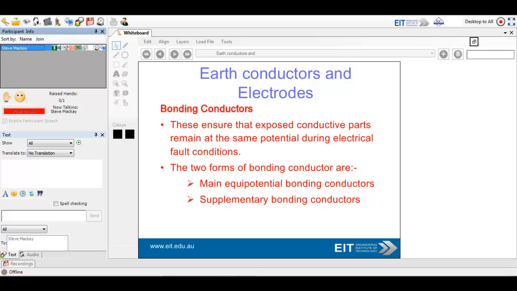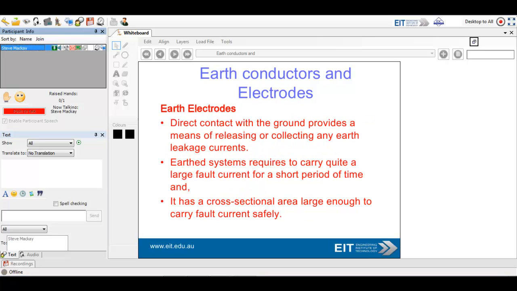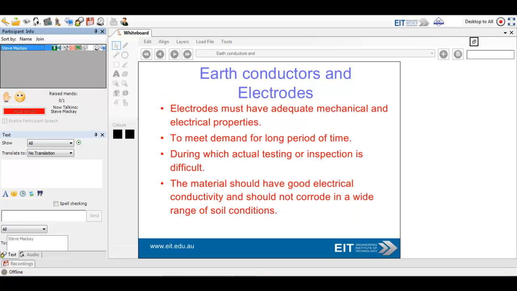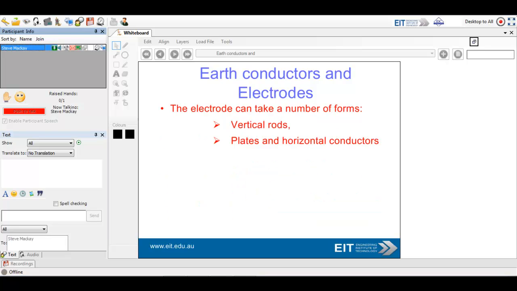The other issues are earth conductors and electrodes. There are two types of conductors, bonding, to tie conductors together, dealing with fault currents. Earth electrodes go into the ground, and it's very important that they carry significant amounts of current as well. Copper is often the preferred material. Be very careful with corrosion of some of the less noble metals when using those earth conductors. You can have vertical rods or plates and horizontal conductors. Most of them are vertical rods.